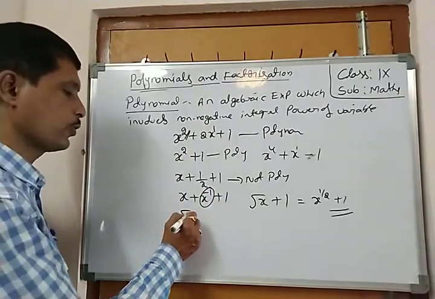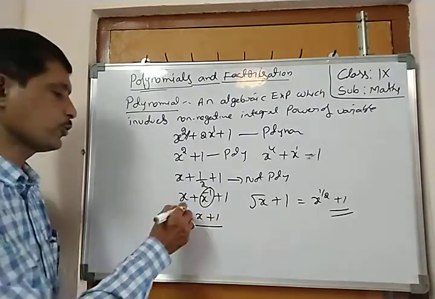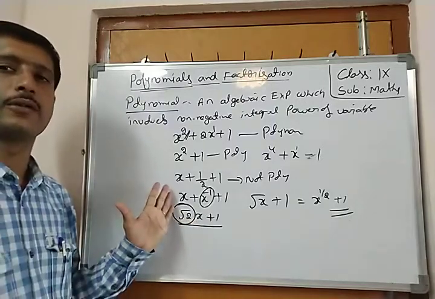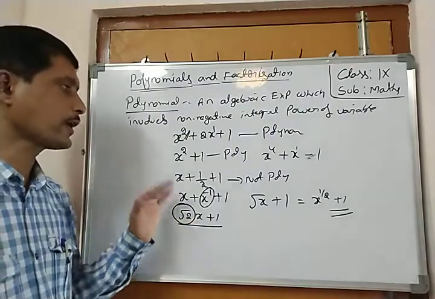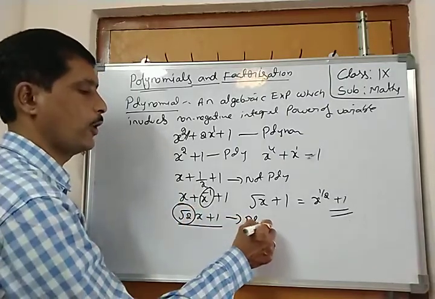Suppose here root 2 x plus 1, that is a polynomial. Here 2 is a constant, root 2 is a constant, therefore that has no effect on this one. Yes, it is a polynomial.